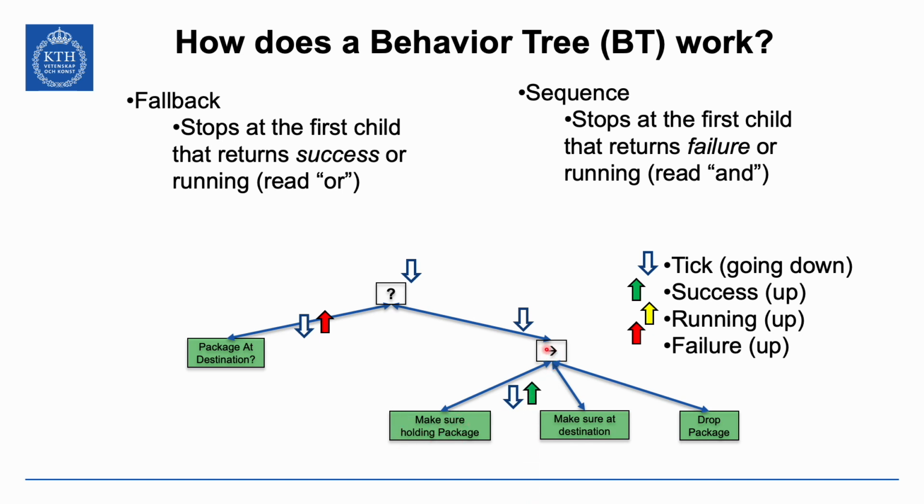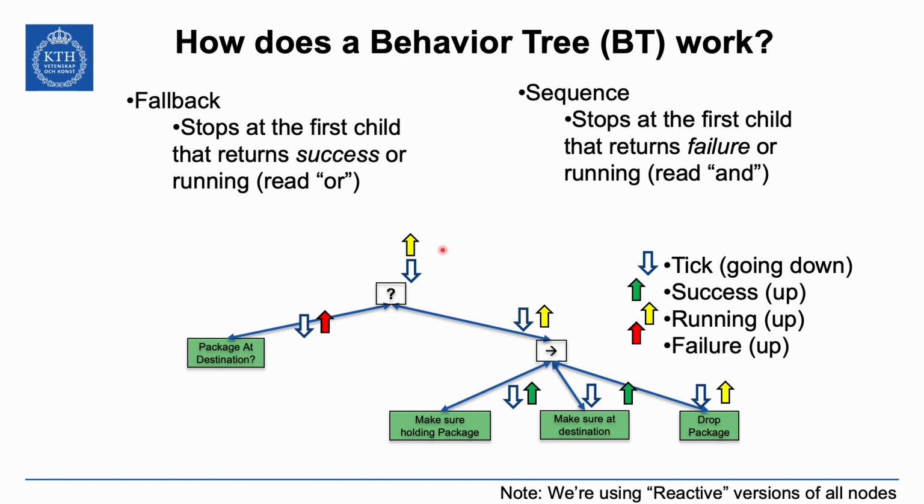This is a sequence, so it wants success from all its children. So the next node is ticked. Make sure we're at the destination. Imagine we get running coming back here, then running progresses up the tree. If we don't get running, if at some point we get success here as well, the sequence goes on to check the next child, and then running comes up the tree here, like that.